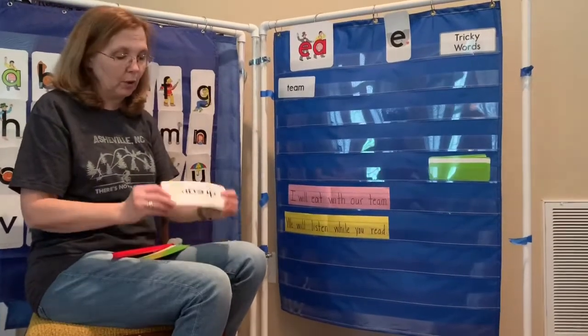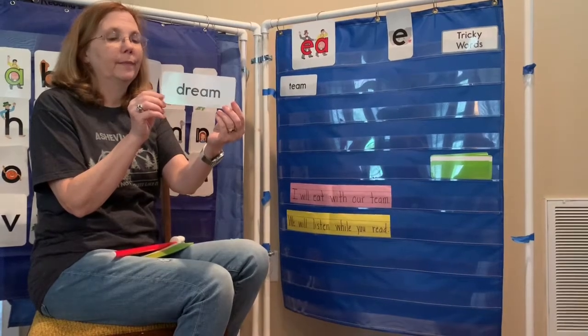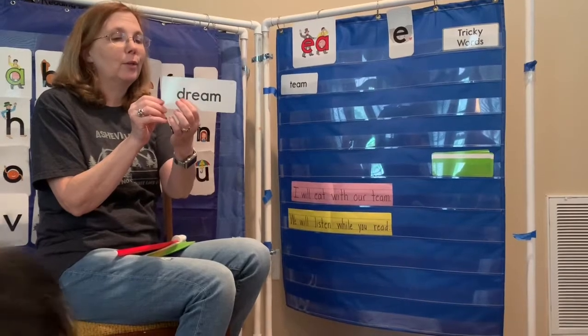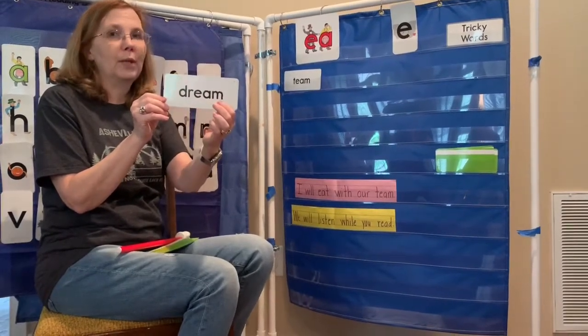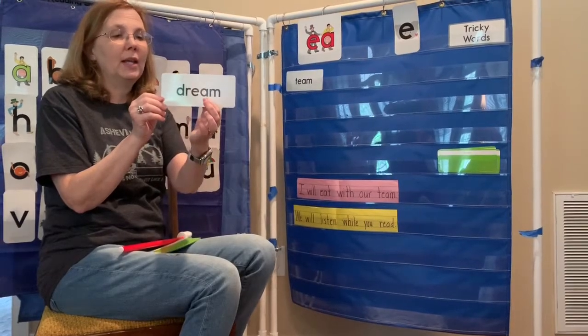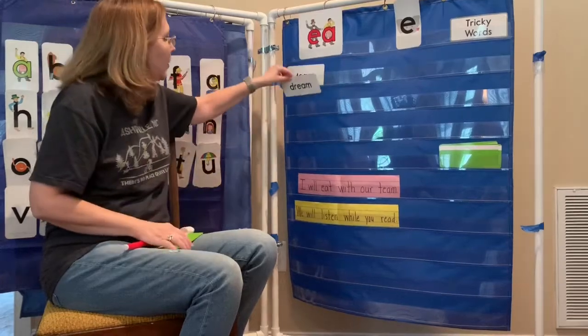Let's look at our next word. What's this word? Good. It's dream. Let's sound it out to be sure. Dream. Now let's look at the vowel rule. We have E and A. You're right. That's the two vowel men going out walking of E and A. So we're going to put it right here.